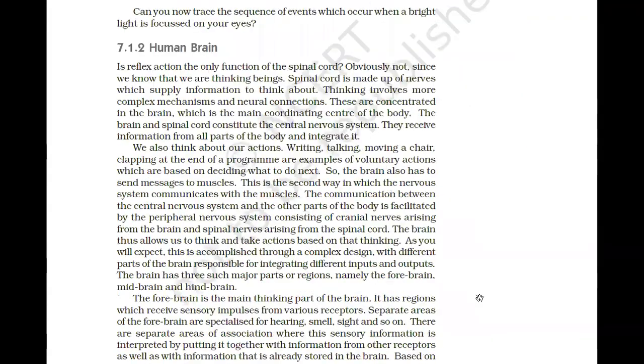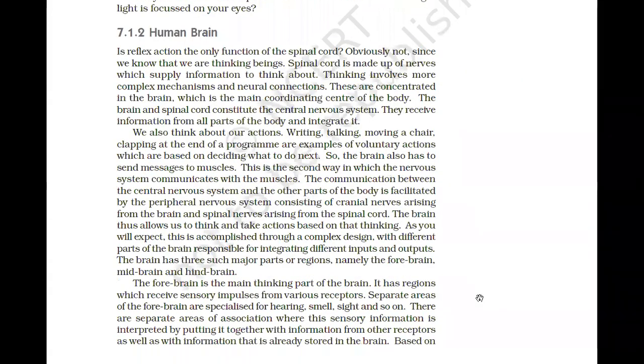Human brain. Is reflex action the only function of the spinal cord? Obviously not, since we know that we are thinking beings. Spinal cord is made up of nerves which supply information to think about. Thinking involves more complex mechanisms and neural connections. These are concentrated in the brain, which is the main coordinating center of the body.